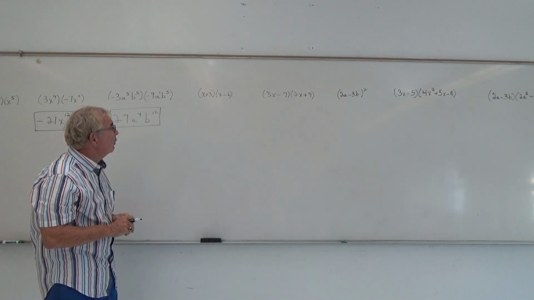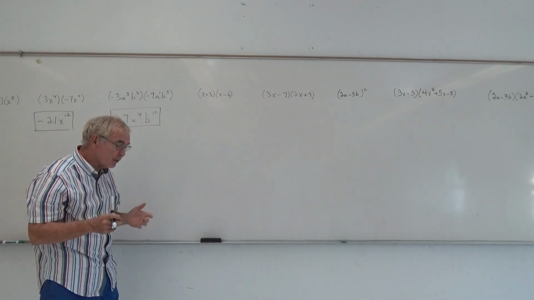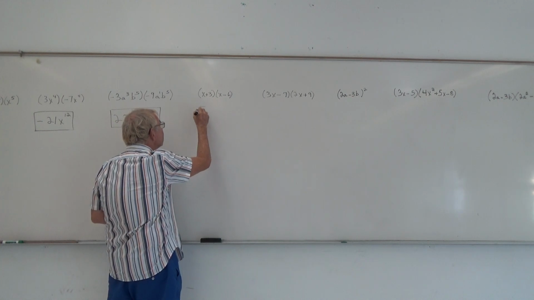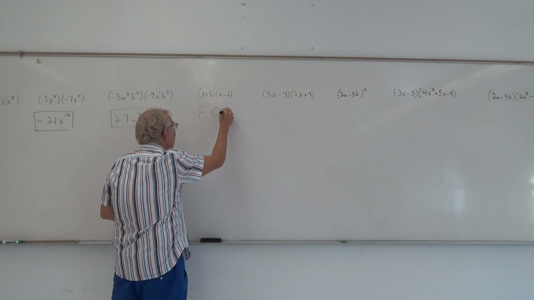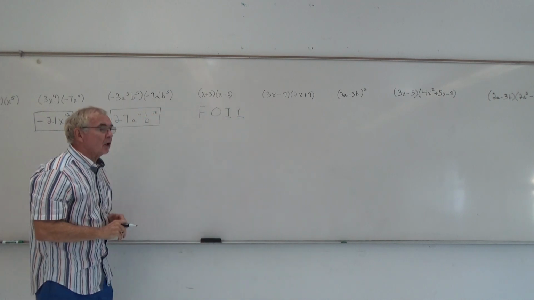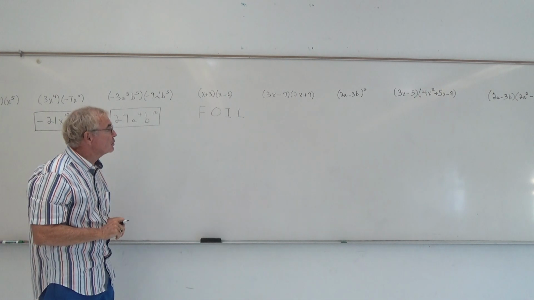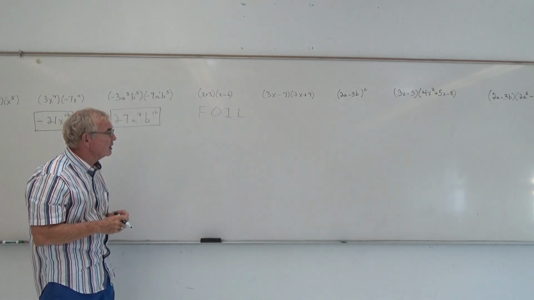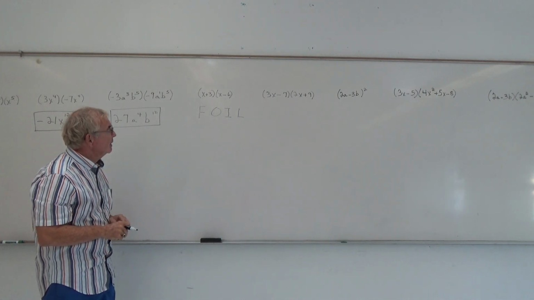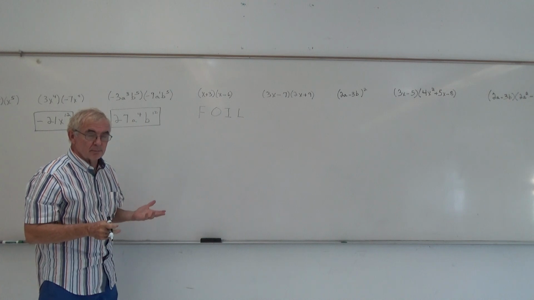Some people call it an approach called FOIL. If you've heard that, you can use it. I've used it, but I really call mine double distribution. Distribute twice. It's the same thing. But students like the FOIL. They can remember that. It's a nice, easy pattern, but it's really distribution twice.